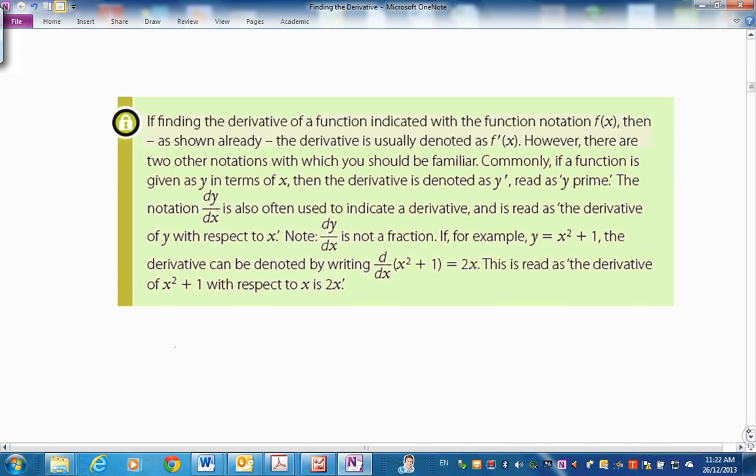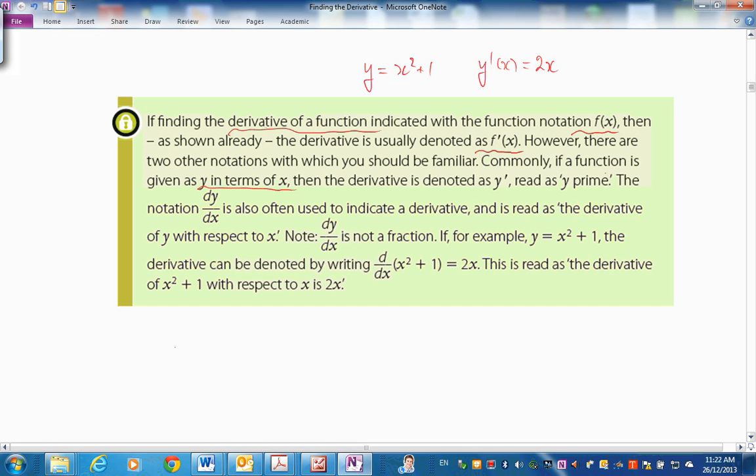Not much more to do. If finding the derivative of a function, the derived function, is indicated, then we denote the derivative as f dash x. However, what about if the function is called y equals x squared plus 1?